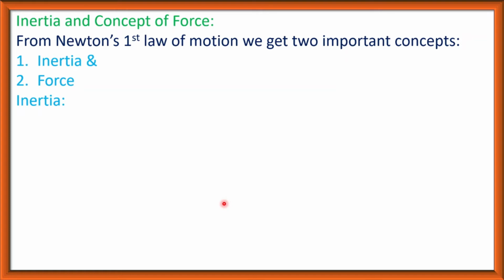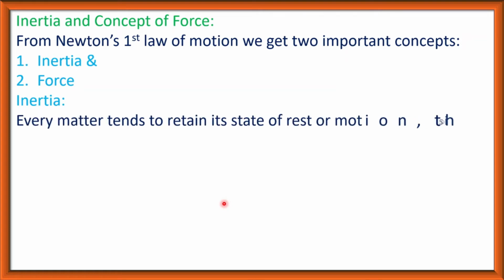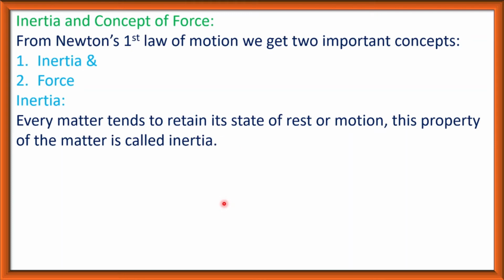And inertia is the property of matter. Every matter tends to retain its state of rest or motion. This property of the material is called inertia. We know a rest body will be at rest position and a moving body will continue its motion unless an external force is applied on it, and this property of matter is inertia. So from Newton's first law of motion we get the concept of inertia.